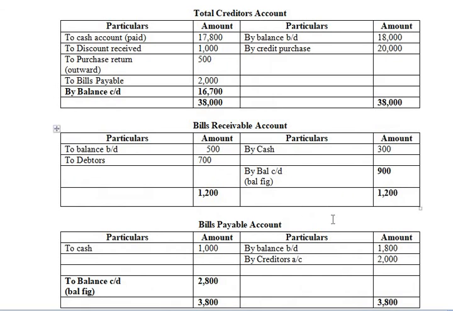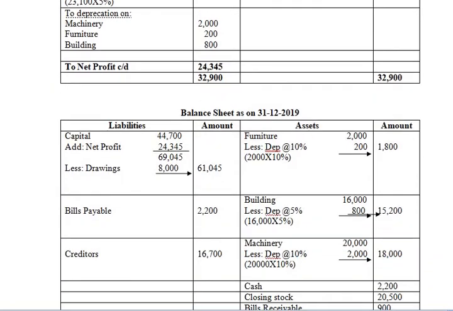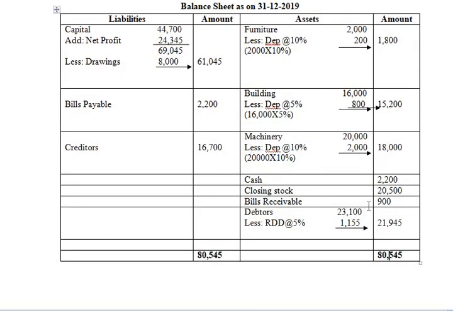First we close bills payable and bills receivable and then the balance of that will be taken to debtors and creditors account. But here the closing balance has already been given, and we just wanted to find out the closing balance of bills receivable. So balance of this will be going to balance sheet. When you close bills receivable account, balance of 900 rupees goes to the balance sheet to the asset side. Here bills receivable 900 rupees. Same way bills payable 2800 rupees, not 200.